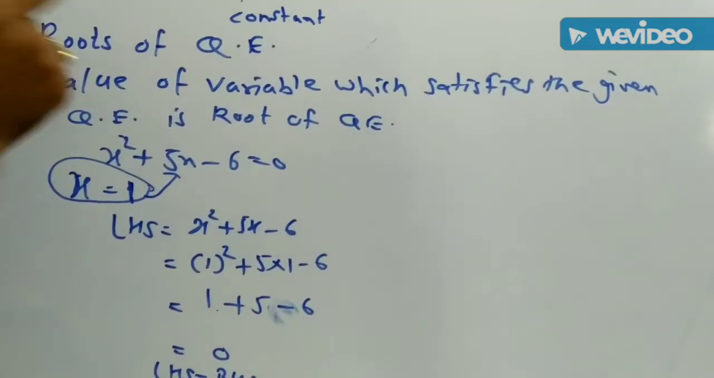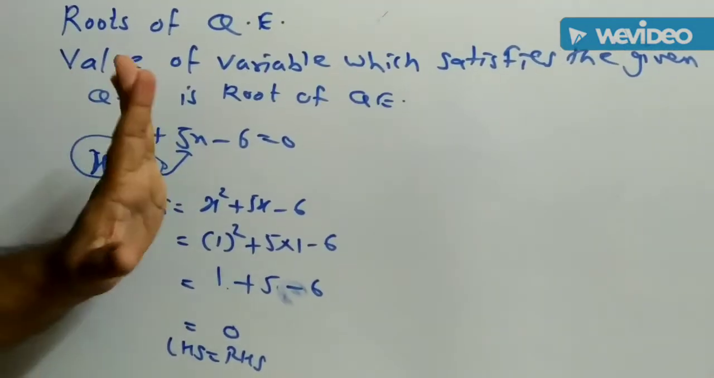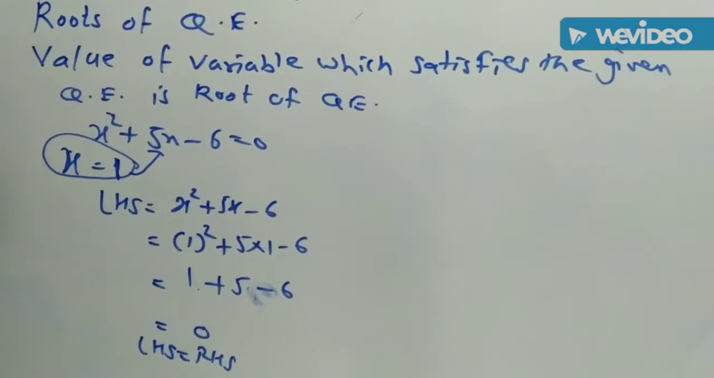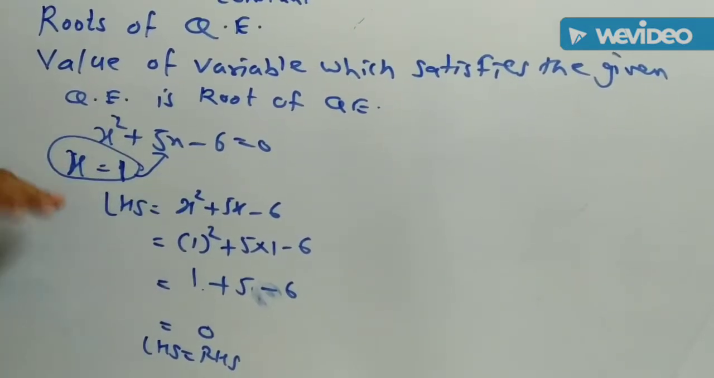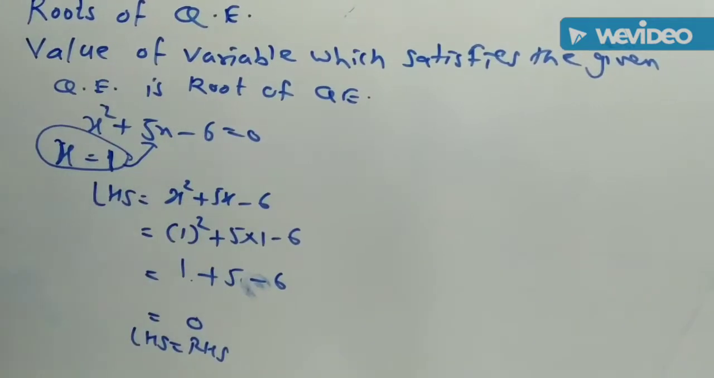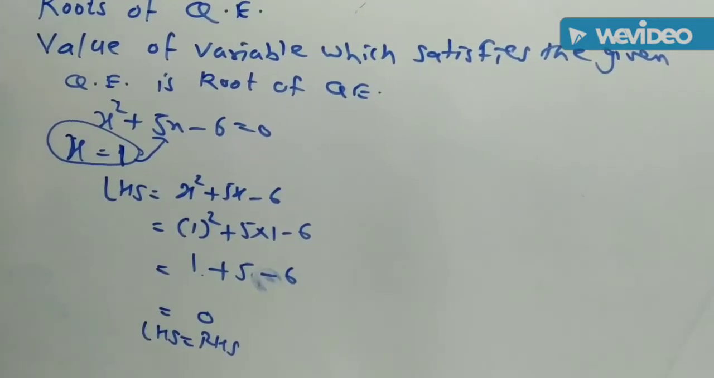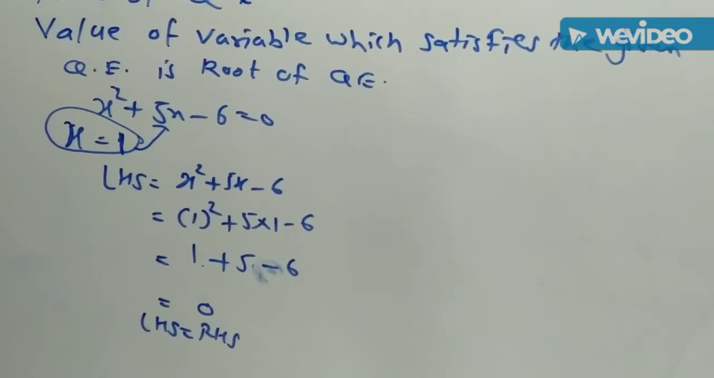That is, the value of the variable which satisfies the given quadratic equation is called the root of the equation. That means after putting the value in LHS, we get the RHS, that is 0, and then the value is called the root of the given quadratic equation.